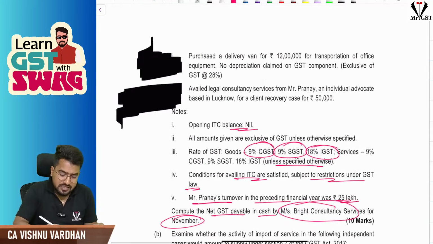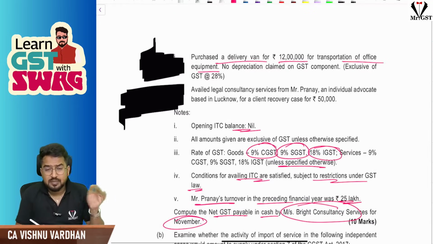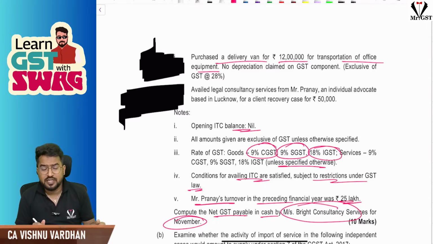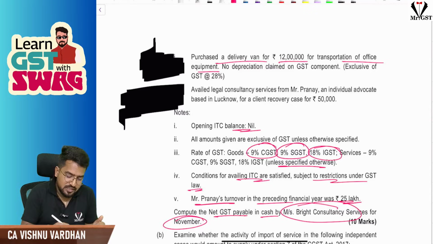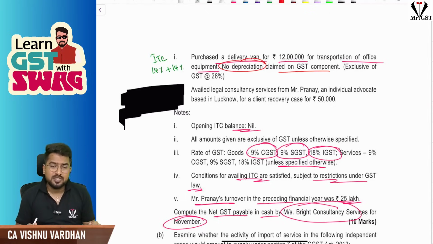Next, purchased a delivery van for 12 lakhs for transportation of office equipment. The purchase of vehicles, passenger vehicle is blocked, sir, seating capacity, you know, less than or equal to 13. But if it is a goods vehicle, obviously you can take ITC, and it is for business purpose. So ITC is available here. The interesting part is, sir, they also give that no depreciation is claimed on the GST component, because you know 16(3): if you have taken depreciation on the GST component, then ITC will not be given to you.